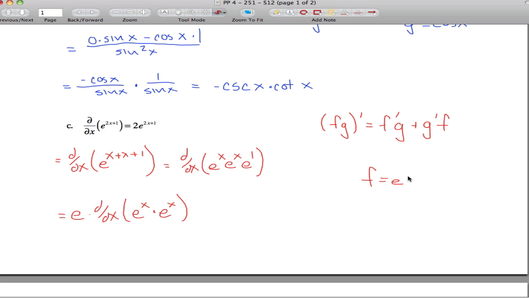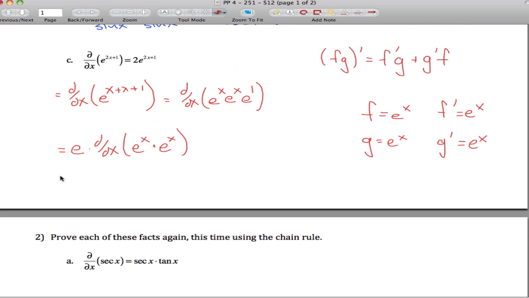f is equal to e to the x. g is equal to e to the x. f prime is equal to e to the x. g prime also e to the x. So what I want to do here is apply the product rule. Let's see, f prime times g, e to the x times e to the x, plus g prime times f, e to the x times e to the x. And what this is equal to, e to the x times e to the x is e to the 2x.